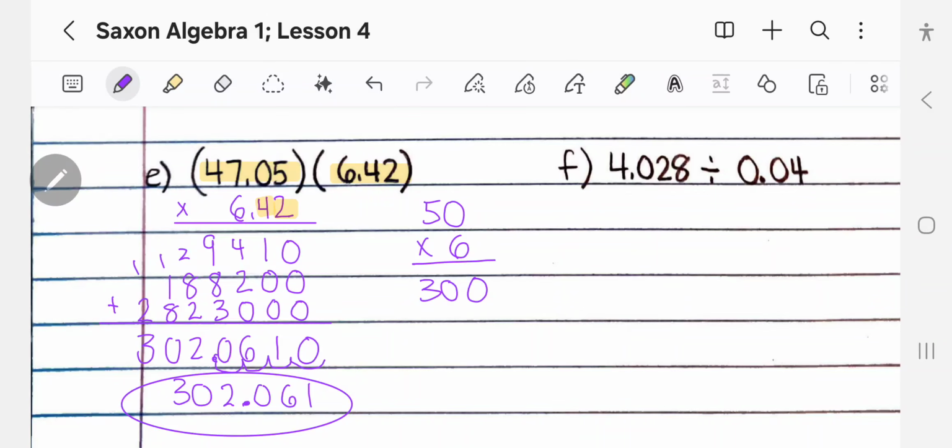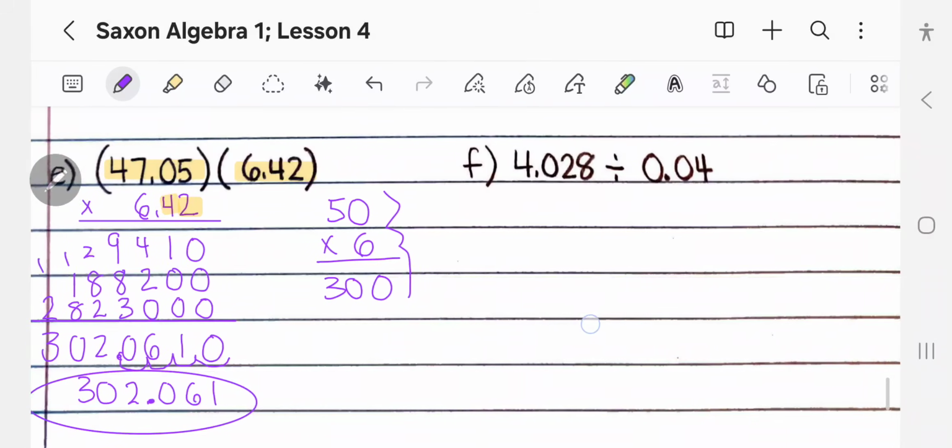That helps me feel really good about where I put my decimal, because I know the decimal here would make it about 300. If I had accidentally put my decimal here, I would say, oh, I did something wrong, because that number is too much, right? So we can estimate to check ourselves.